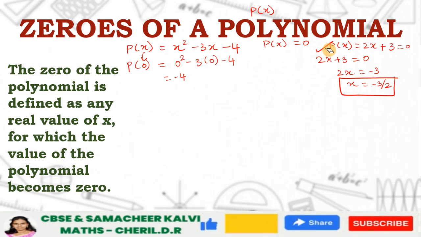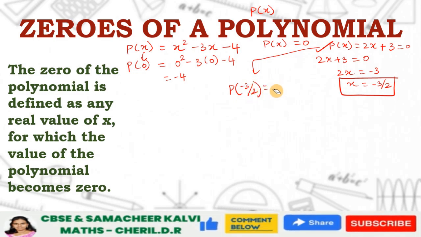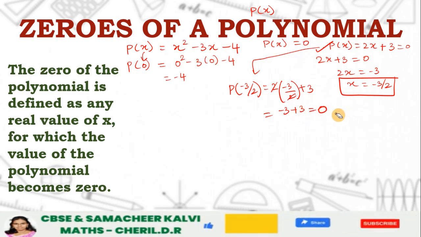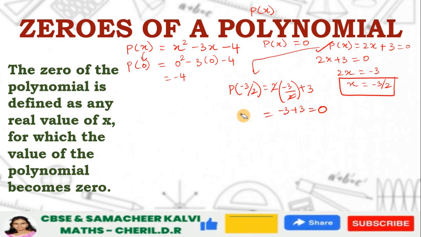Now can we substitute this in the polynomial? If we substitute p(-3/2), what will we get? 2 × (-3/2) + 3. Now 2 and 2 will get cancelled, so -3 + 3 will be 0. Okay, so now we can say that the zero of this polynomial is -3/2.